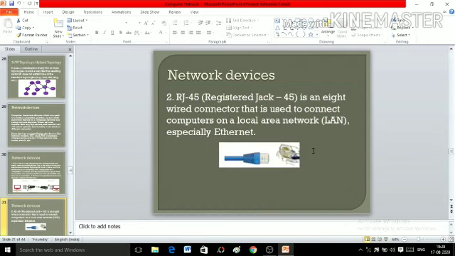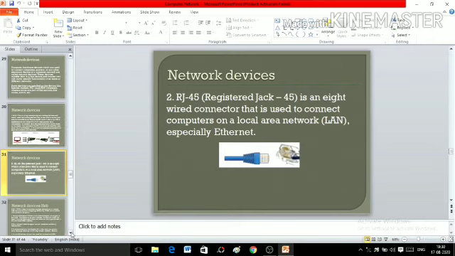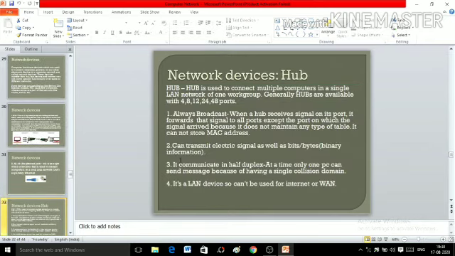Now the second internal device is RJ45, registered jack 45. It contains 8 wires, that's why it is also known as an 8 wire connector, which is used for connecting computers on a local area network, especially Ethernet. This is the image of the RJ45 connector.